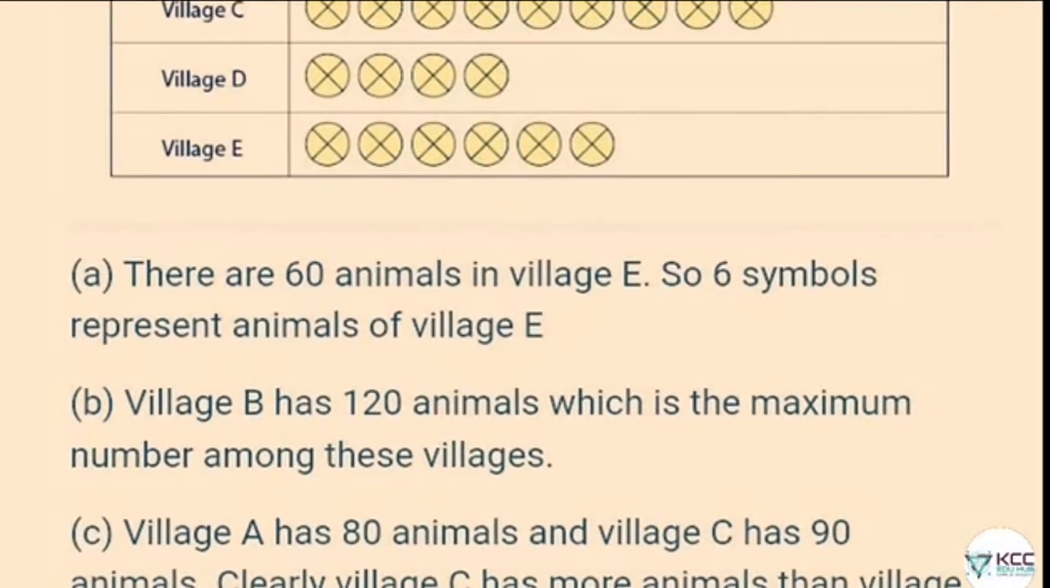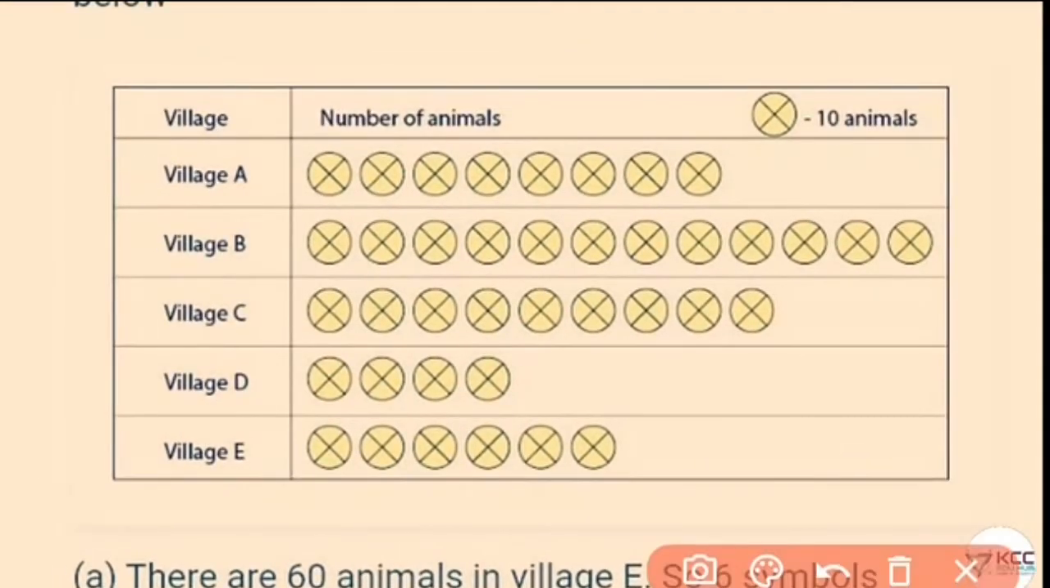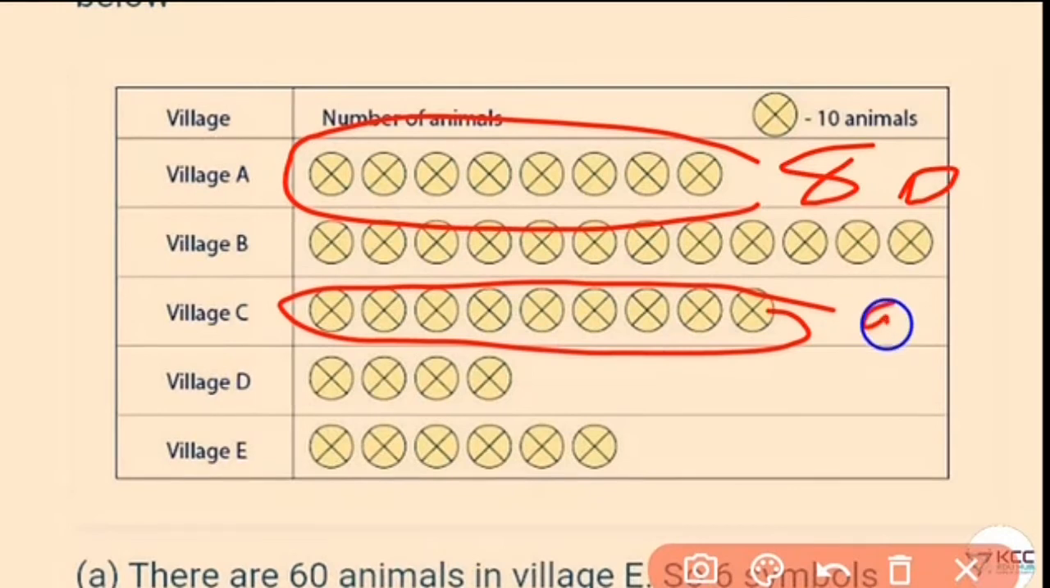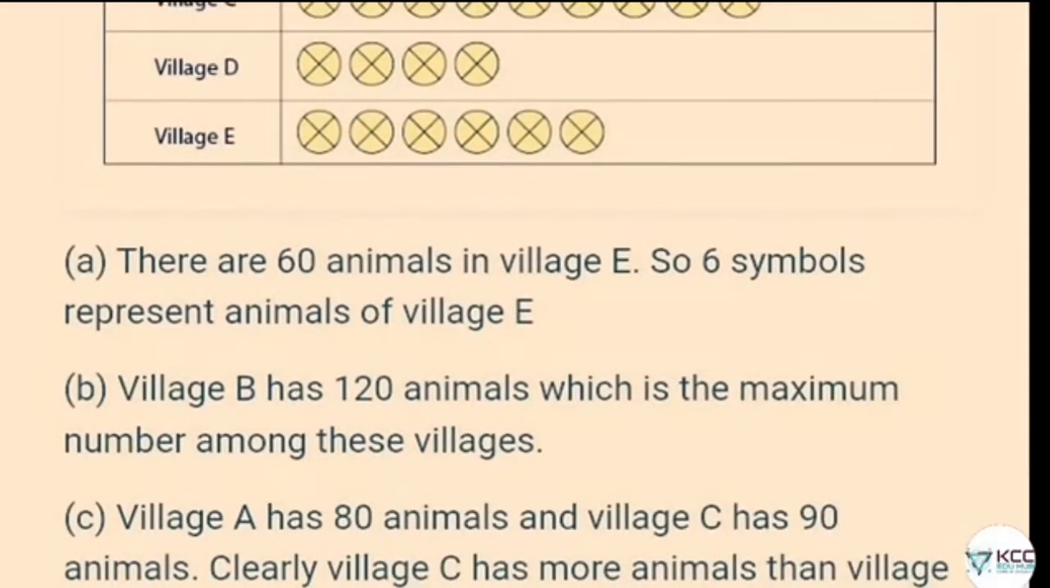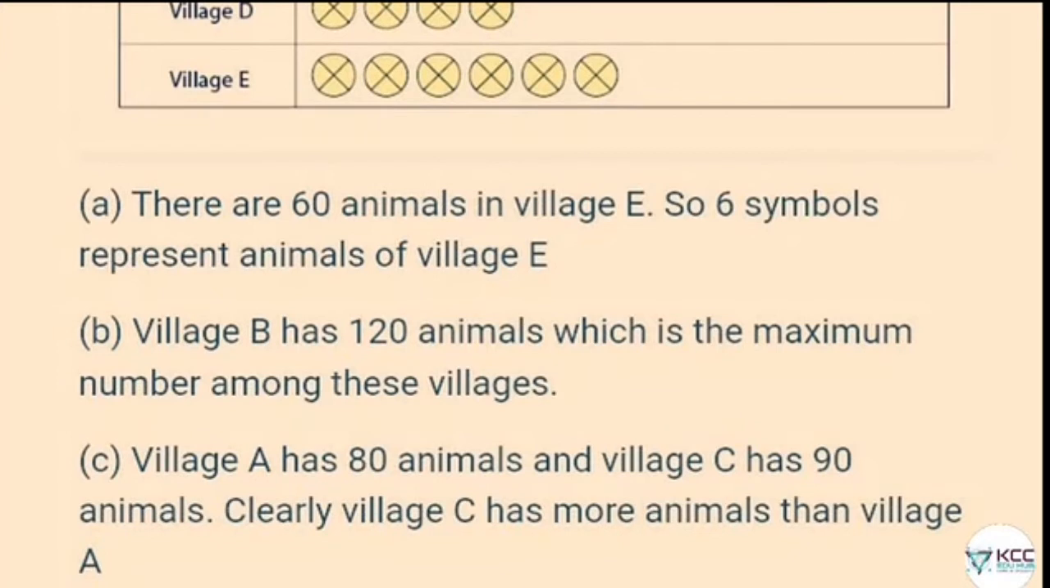Now the last one, which village has more animals, village A or village C? So we compare here village A and village C. In village A, there are 80 animals. In village C, there are 90 animals. So obviously, village C has more animals than village A. So that is question number 1 from exercise 9.2.